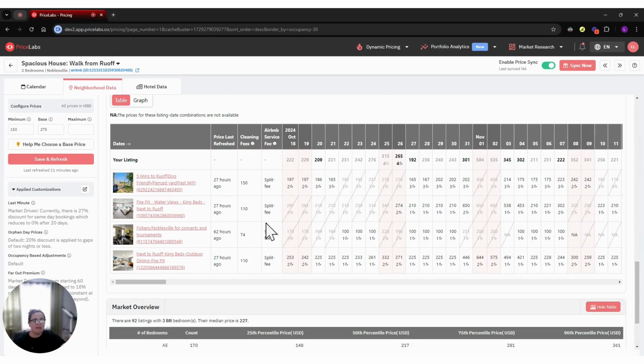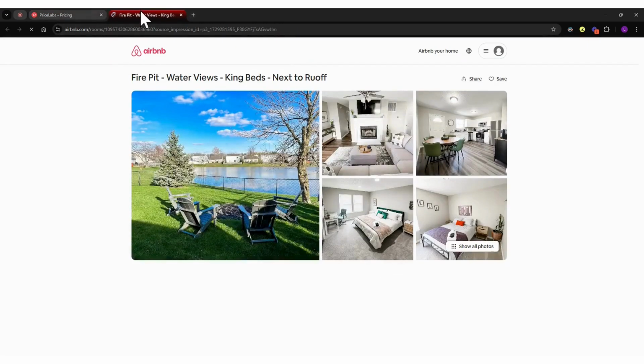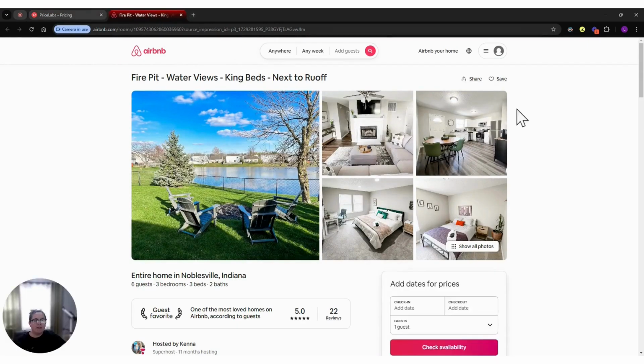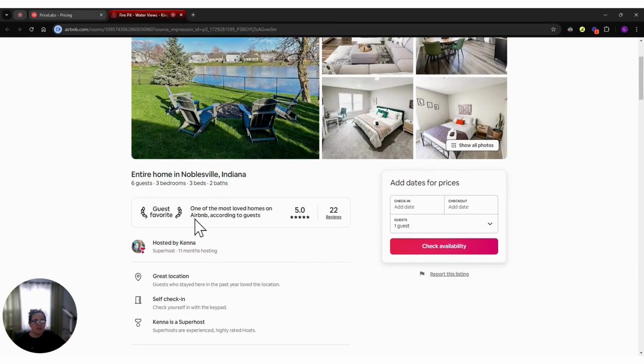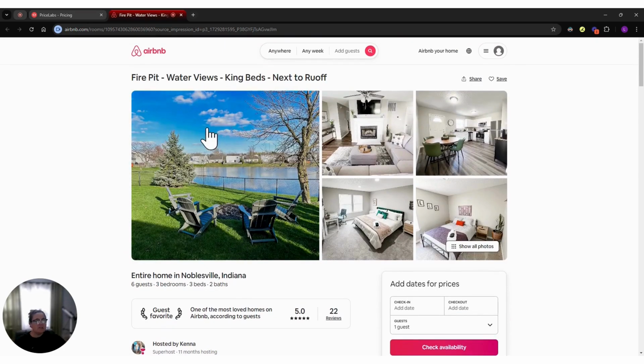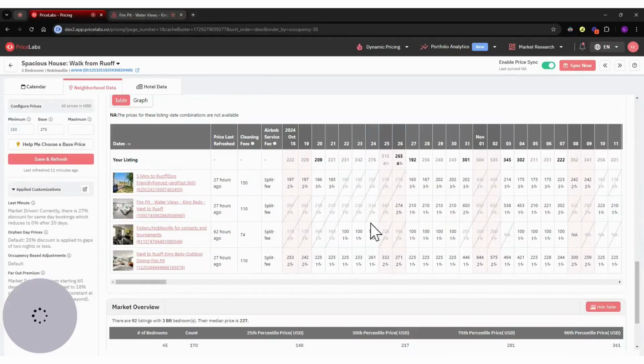Additionally, you can go in and click on each of the competitors, where it'll take you to their properties and their Airbnb listings, which is very useful. And it lets you kind of see what they're doing and lets you keep an eye on them.